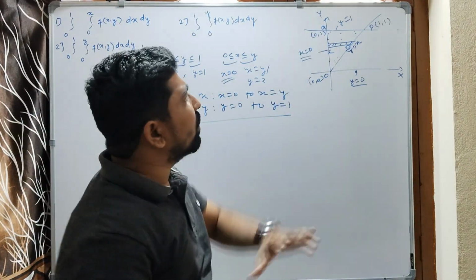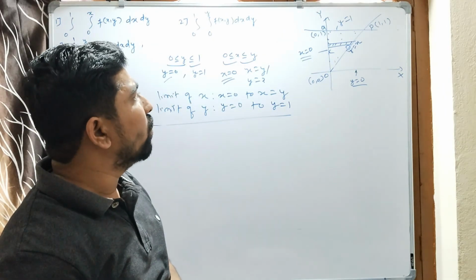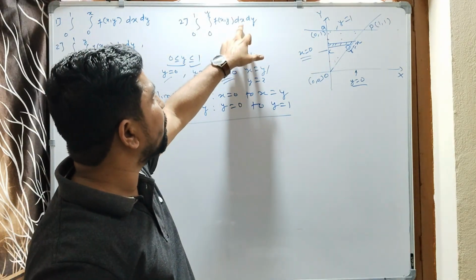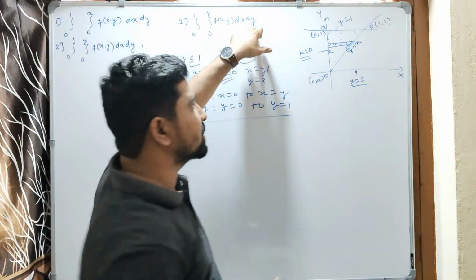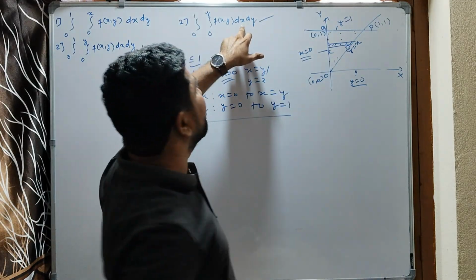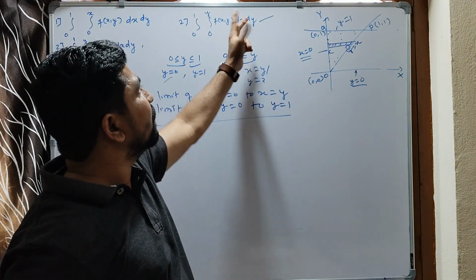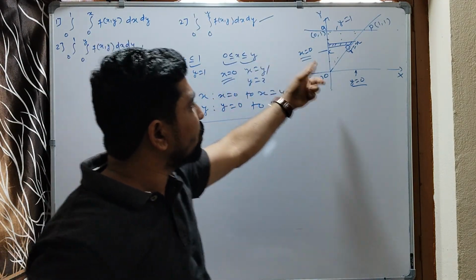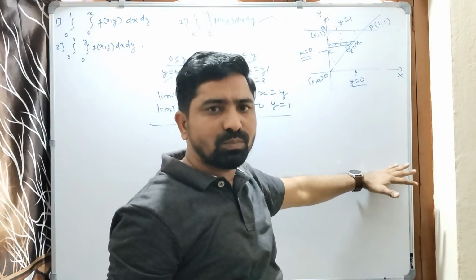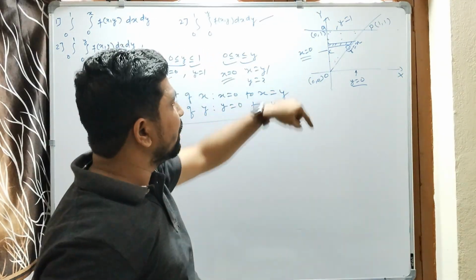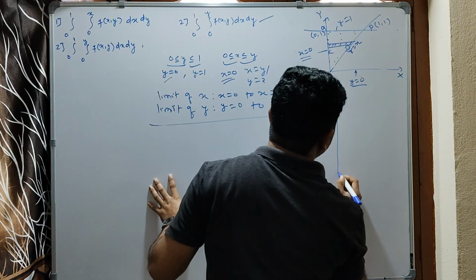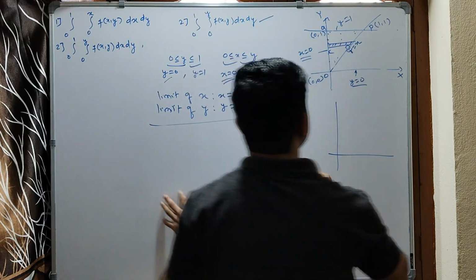Now I want to cover the same region with the help of a vertical strip, because I want to change the order from dx dy to dy dx. Here in the question dx dy is given, but I want to change it to dy dx. For that purpose I want to integrate first with respect to y and then x. So I will cover the same region with the help of a vertical strip in place of a horizontal one.